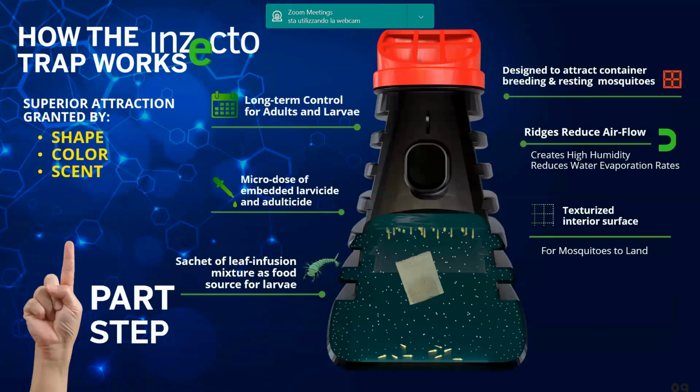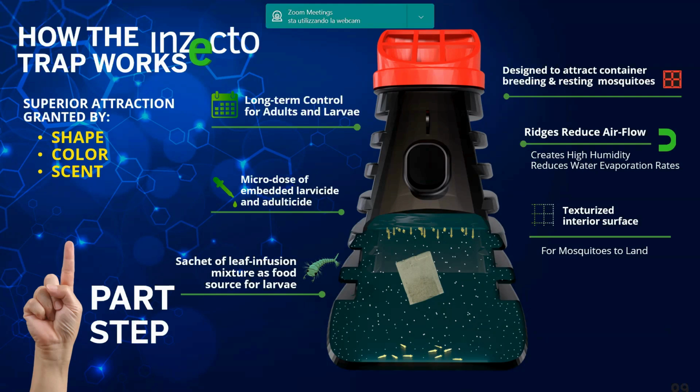But how do we do it? The attractiveness comes from the shape, the color, and the scent. The shape, with these strange ribs that you might see, makes it a container that holds and retains humidity, minimizes evaporation, and therefore provides the freshest place in the yard, even during the hottest day of the summer.